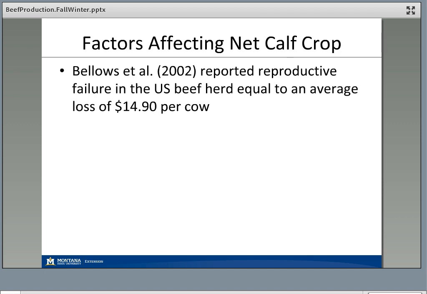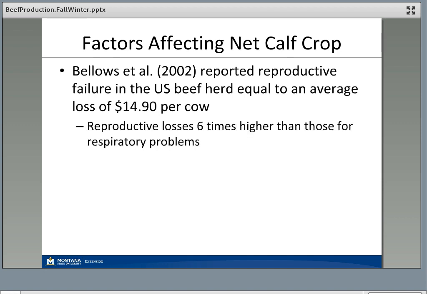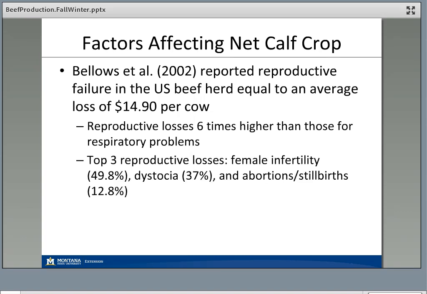If we look at some of the other components of the break-even formula, weaning weight is obviously one of those. If we manage weaning weight in such a way that we can increase it, we can lower our break-even price in order to cover our production costs. Here's an example of how that could look. I've made an assumption down here that I have an 85% calf crop and a $500 annual cow cost.